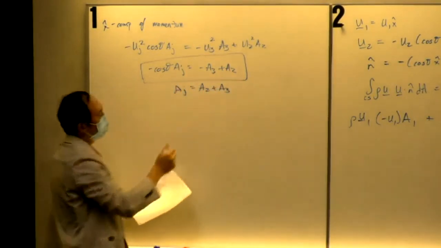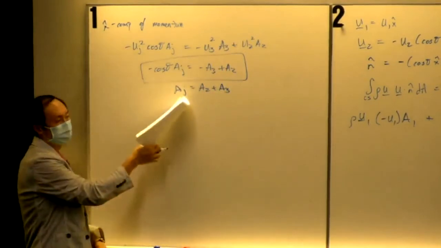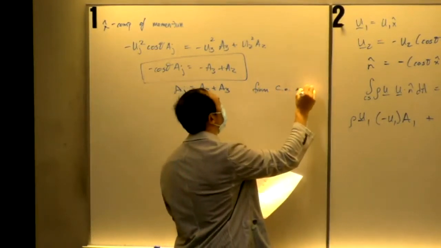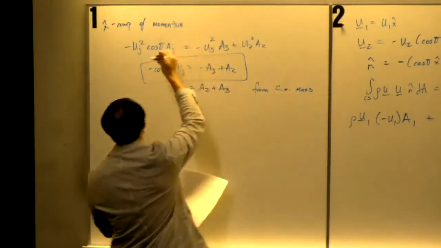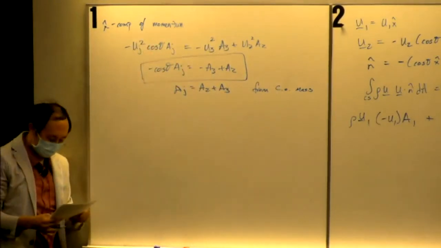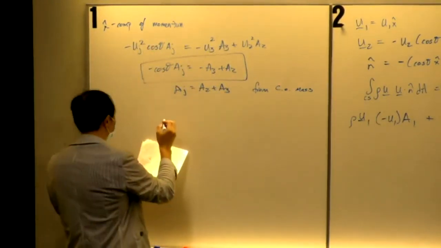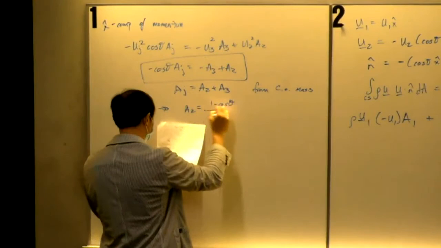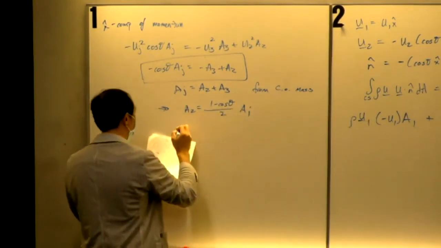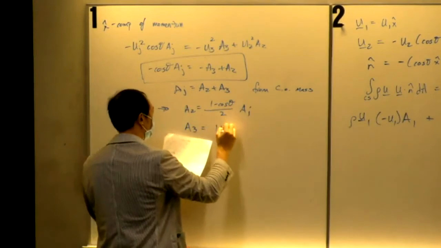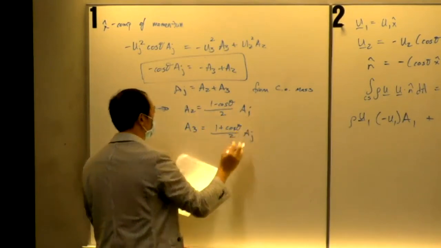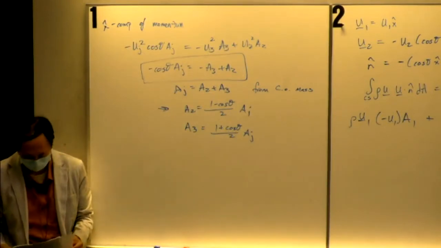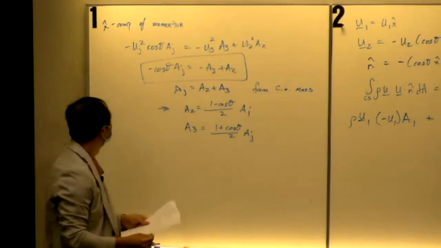These are independent facts. The first one was from conservation of mass. This is from the x component of conservation of momentum. So you can combine them and you can show a2 is equal to (1 minus cosine theta) over 2 aj, and a3 is equal to (1 plus cosine theta) over 2 aj. You've got two unknowns, a2 and a3, and two equations, so that's enough to solve for it. So this is part B.